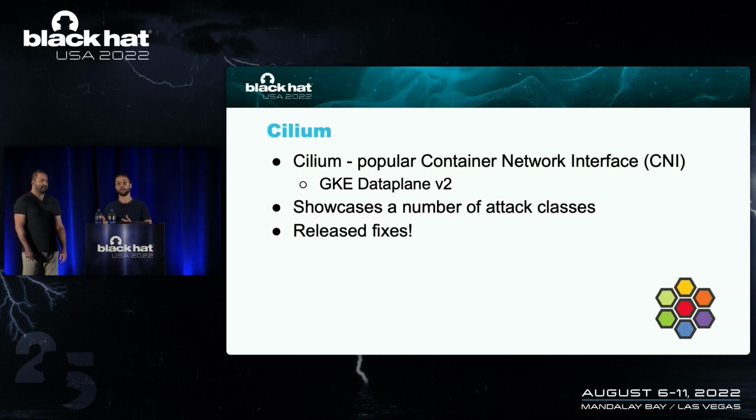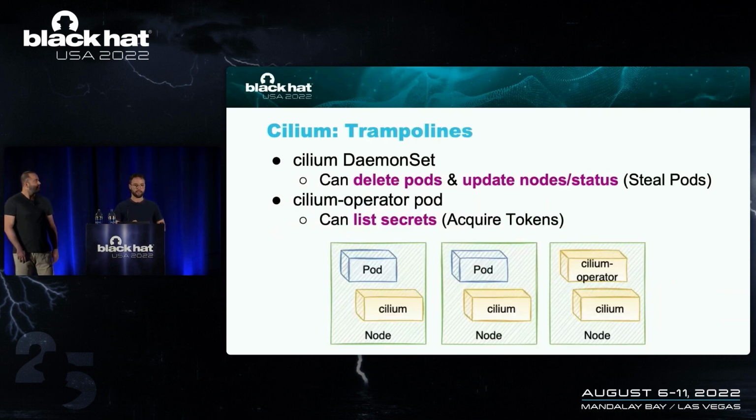So what is the scenario in Cilium? Cilium installs two interesting components to the cluster. One is the Cilium daemon set, a trampoline daemon set that can actually delete pods and update the status of nodes. And those permissions, if you remember, allow you to steal pods. The second thing that Cilium installs is the Cilium operator pod, which can actually list secrets, which, as we mentioned earlier, allows you to acquire tokens.